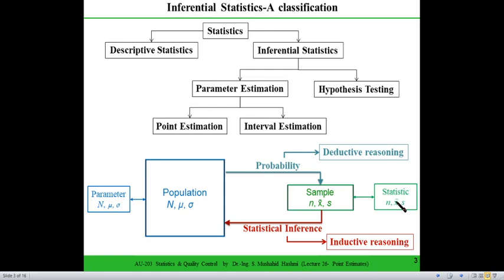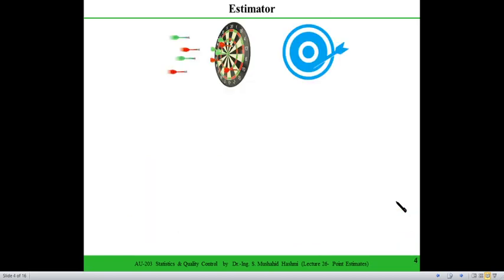So that is what the subject of inferential statistics is all about, whether it is a point estimation or whether it is an interval estimation. Once you go into the theory, then you will better understand. So there is a term called estimators.